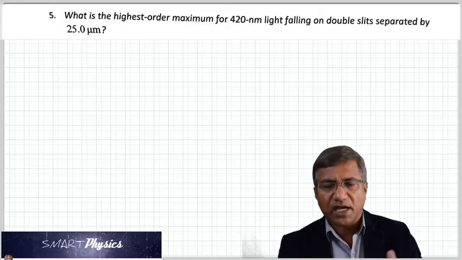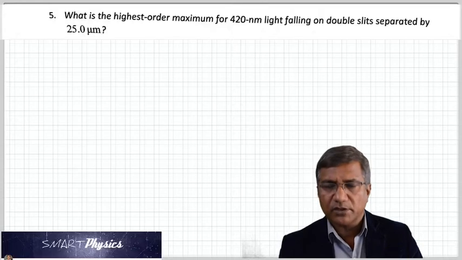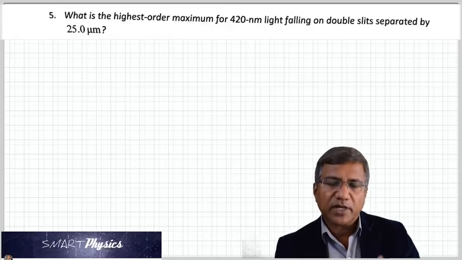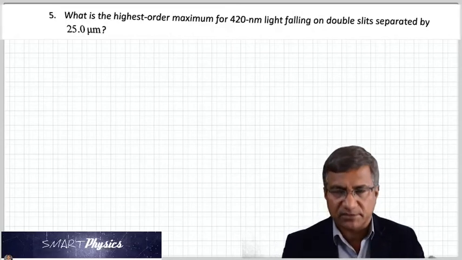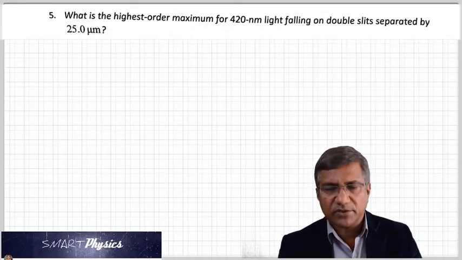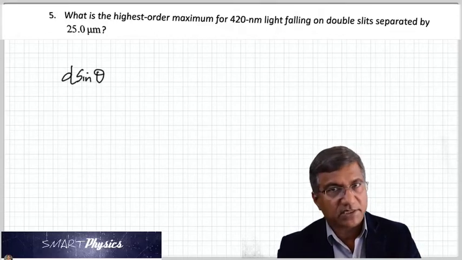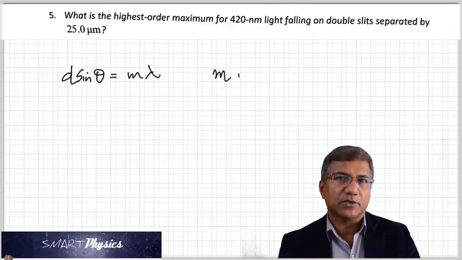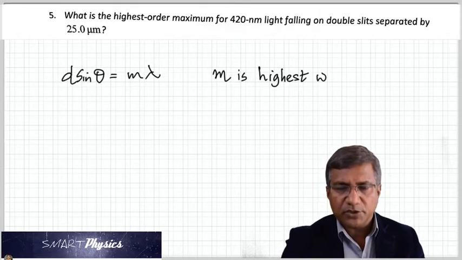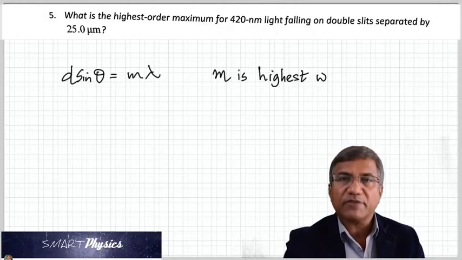It says, what is the highest order maximum for 420 nanometer light falling on double slits separated by 25 micrometer. So now we are asked to find the highest order maximum. We're looking for the maximum value of m. So lambda is given, the slit separation is given. Let's go into this formula again. It's talking about maximum, so we go back to d sine theta is equal to m lambda. Now, to get the value of m to be maximum, that means the right hand side should be maximum. You need the left hand side to be maximum.